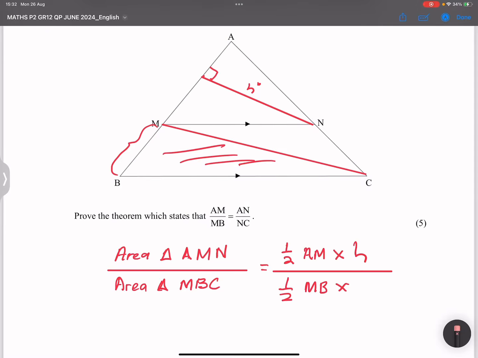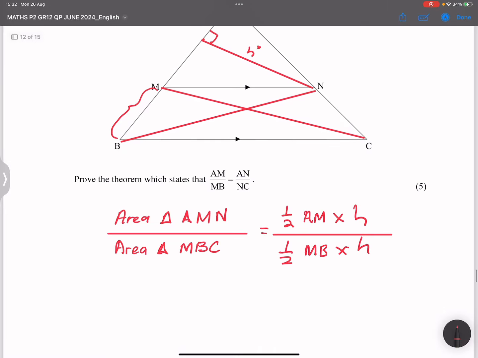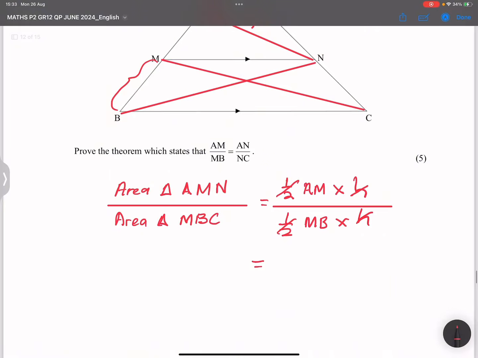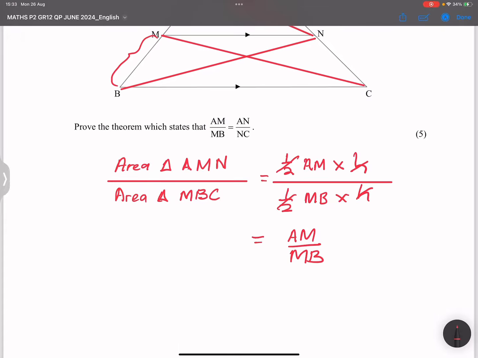The perpendicular height to that triangle, if I look at it, would also still be H. So I see that the perpendicular height to that triangle would still be H. So that's half MB times H, and I've got H and H cancelling out. So I know that this will give me AM over MB.